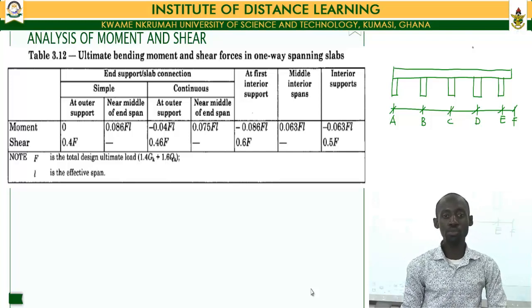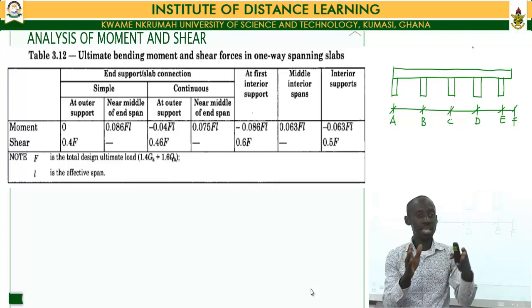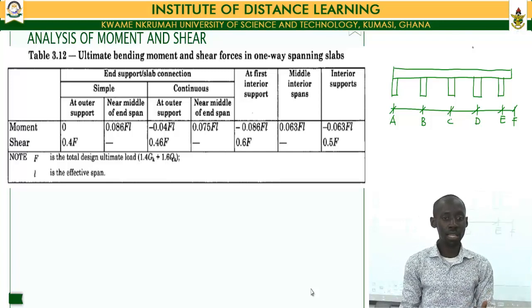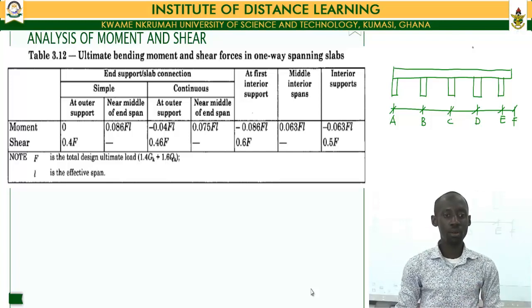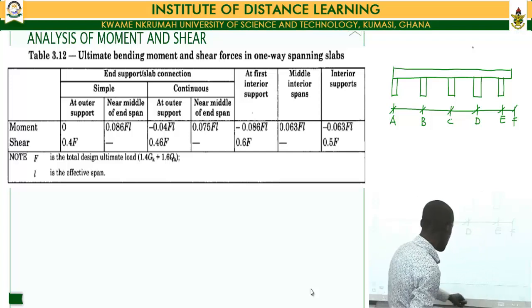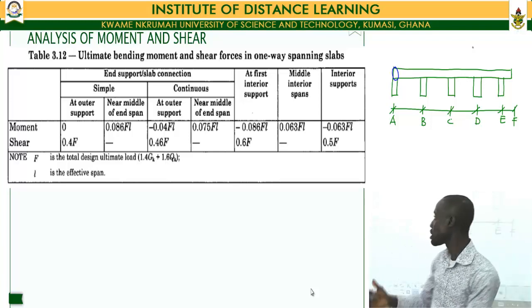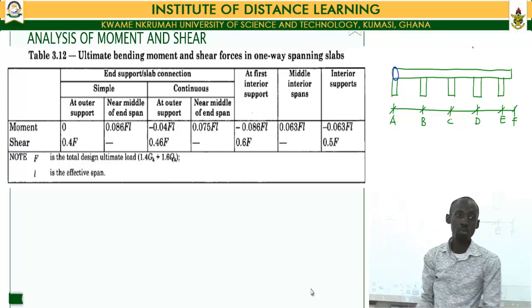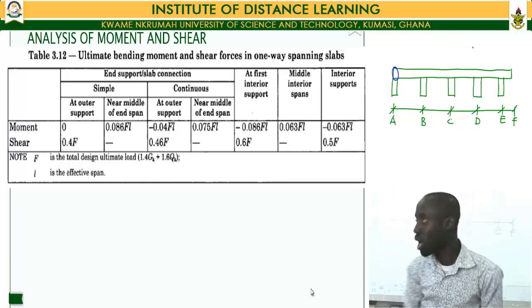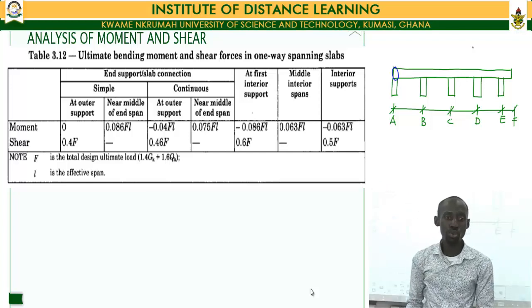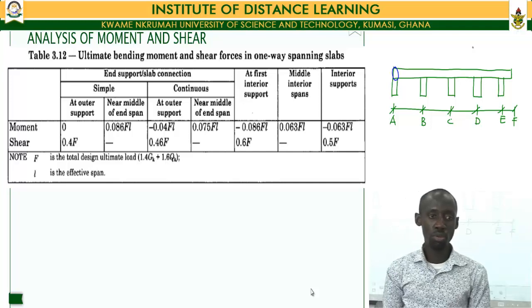Now, moving on from there, if you take the simple support, it has two columns under it. We have the outer support and the near middle of end span. The outer support is considering the analysis that will occur at the support point itself. Because it's assumed to be simply supported at that end, our moment value there is equal to 0. Why? Because at that end the connection is assumed to be simply supported, and for a simple support, we know that the moment at that end is always equal to 0.